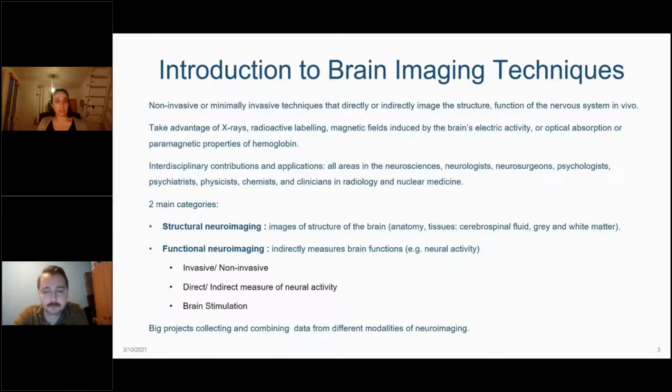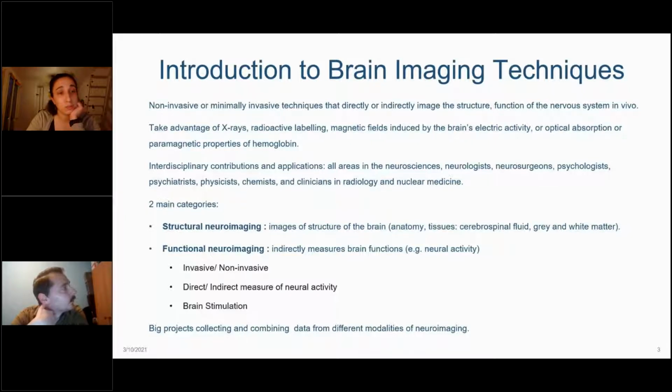And there are two main categories of neuroimaging. The first one is structural imaging, which is everything about anatomy and the different tissues of the brain. And the second category is functional neuroimaging, which indirectly or maybe even directly measures brain functions, neural activity. And apart from those two, basically tonight it's gonna be all about functional neuroimaging.